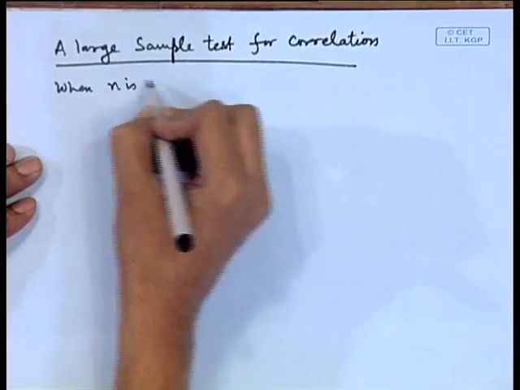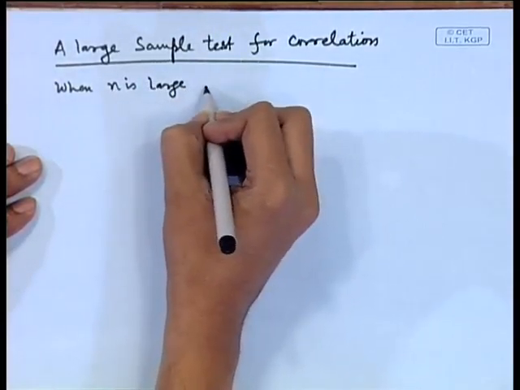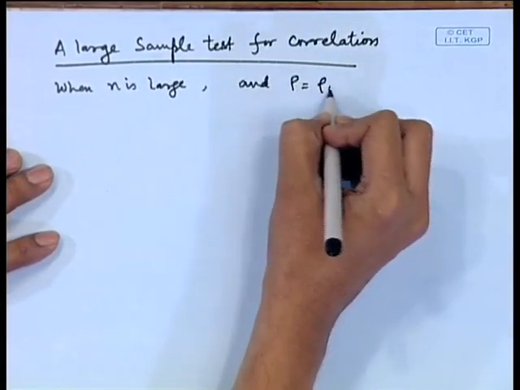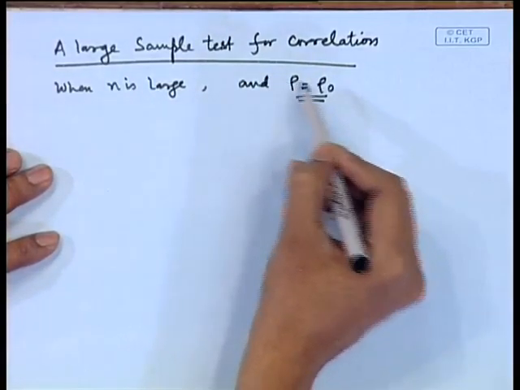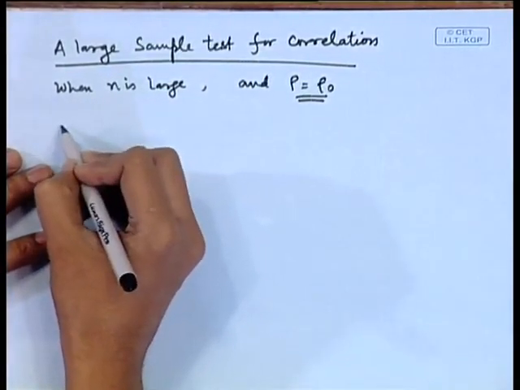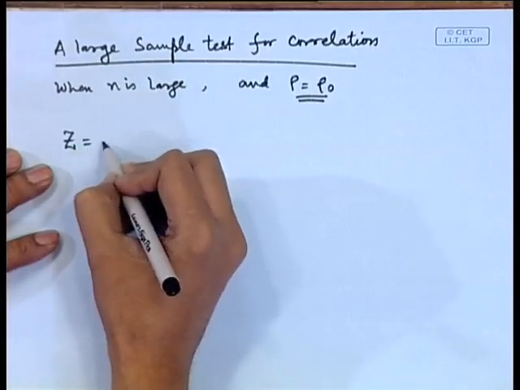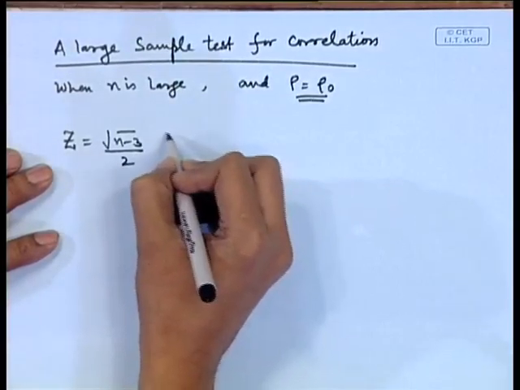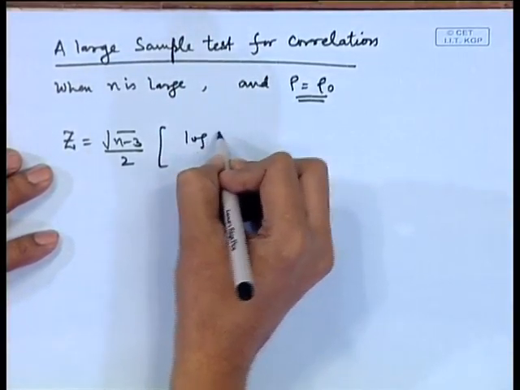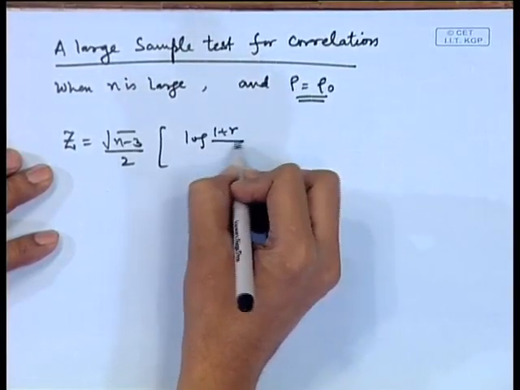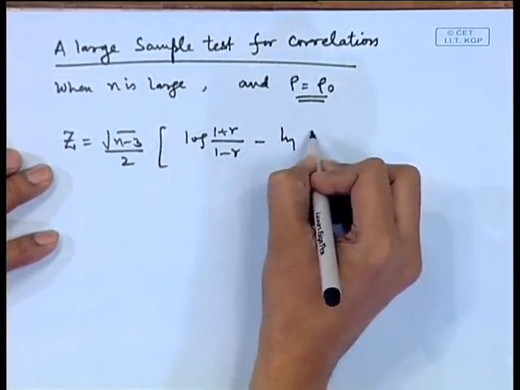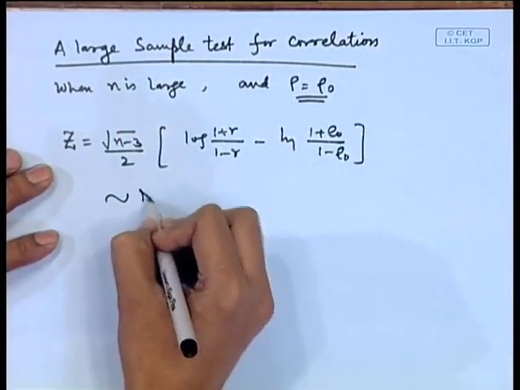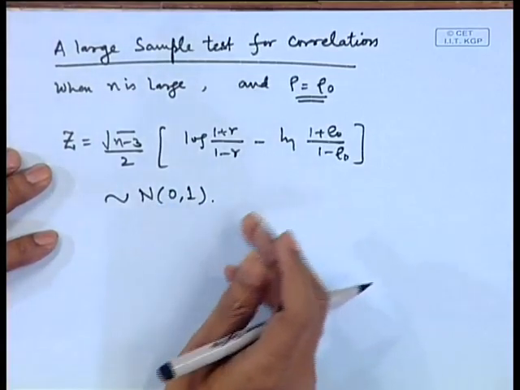When n is large and say rho is equal to rho naught. So, we may not test that rho is equal to 0, but some arbitrary value rho naught, then we construct z that is equal to root n minus 3 by 2 into log of 1 plus r divided by 1 minus r minus log 1 plus rho naught divided by 1 minus rho naught. Then this has approximately normal 0 1 distribution.